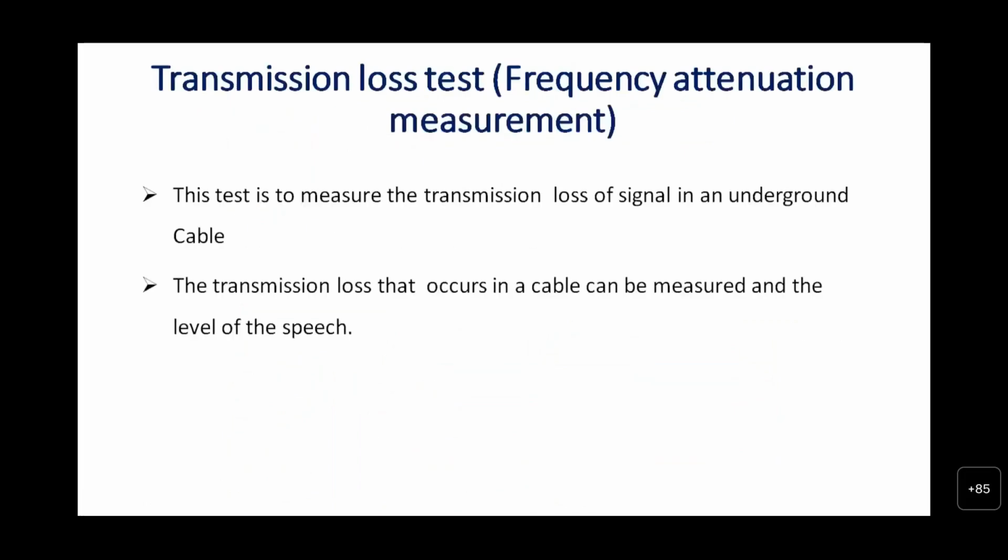So second one is transmission loss test. This test is to measure the transmission loss of the signal in an underground cable. The transmission loss that occurs in the cable can be measured and the level of the speech will be recorded.